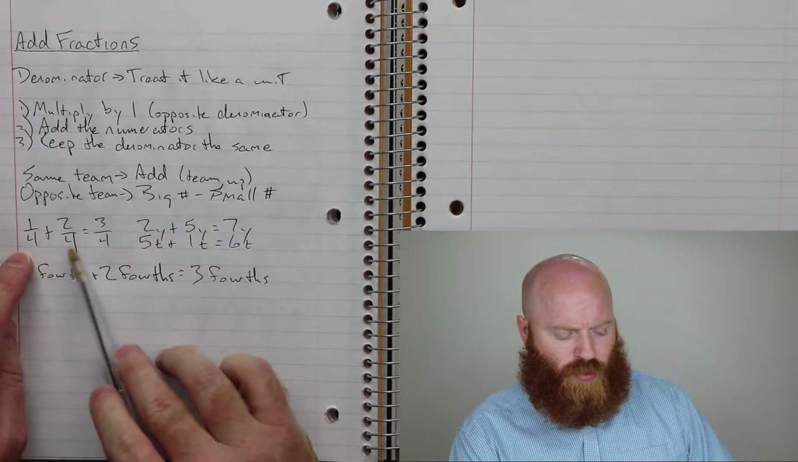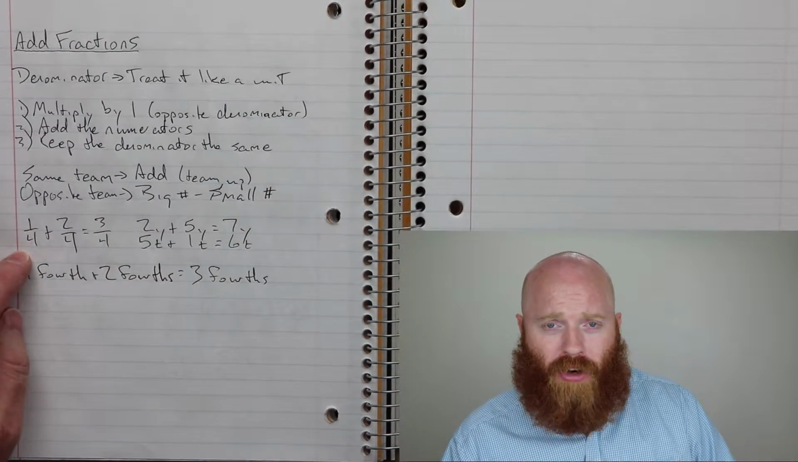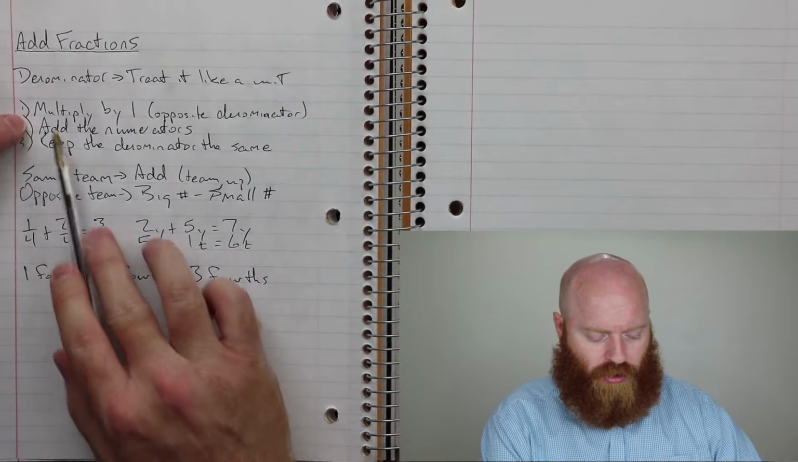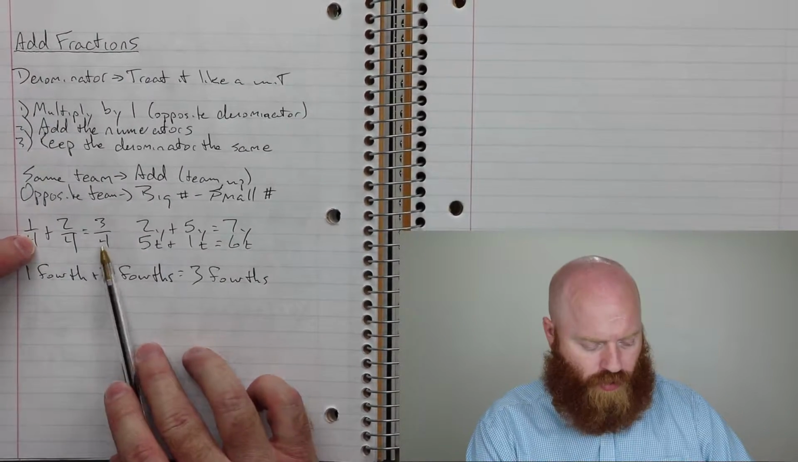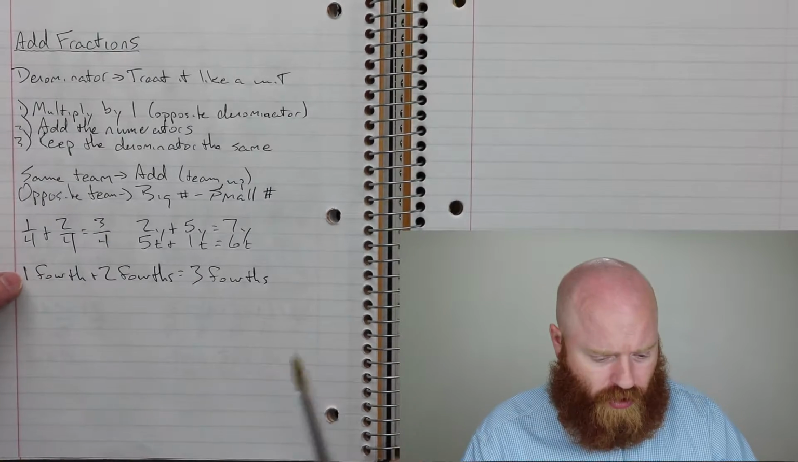And that's why you don't go 4 plus 4 equals 8. Don't do that garbage. That would be an error. That would be a mistake. Add the numerators. That's what this step says. Add the numerators. 1 plus 2 equals 3. Keep the denominator the same. 4, 4, 4. 1/4 plus 2/4 equals 3/4.